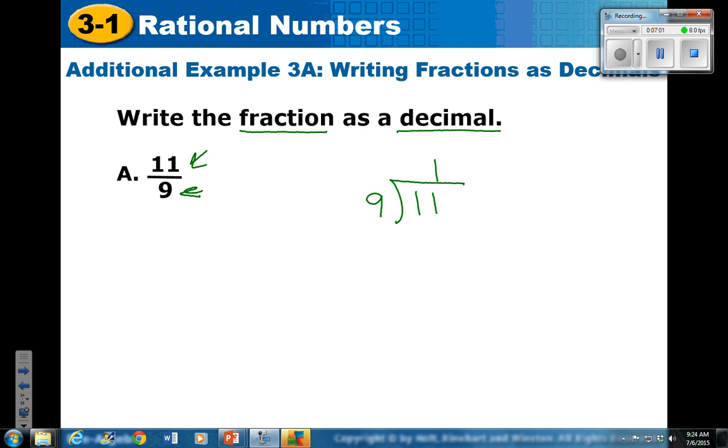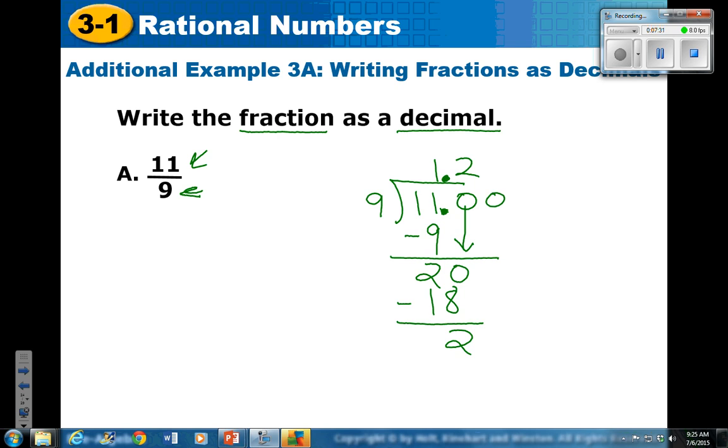9 goes into 11 one time. 1 times 9 is 9. Subtract, and you get 2. If you have a remainder, then you're going to need to add a decimal point and a 0. Bring down that 0. 9 into 20 goes 2 times. 2 times 9 is 18. Subtract, and you get 2. This decimal point needs to be moved right up into the answer here also.